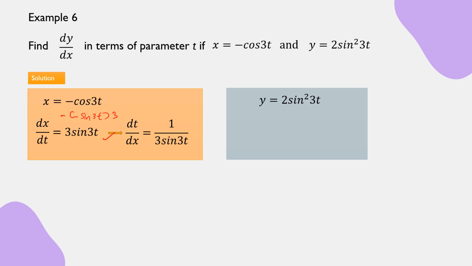Okay, y equals 2 sine squared 3t. So for dy/dt, we bring down the power 2, 2 times 2, we get a 4. Sine 3t remains. And then differentiate sine 3t, we get cos 3t. After that, differentiate 3t, we get 3. So 3 and 4 we can multiply, so we get 12 sine 3t cos 3t.